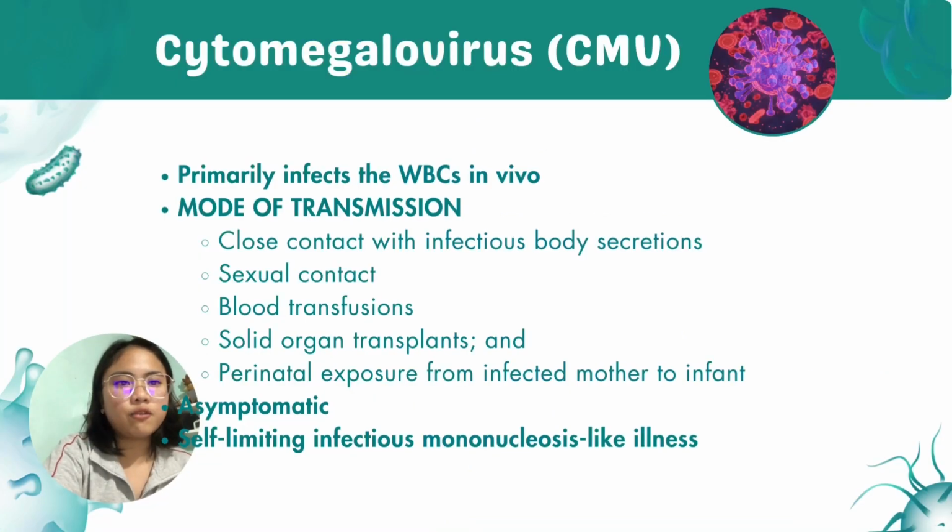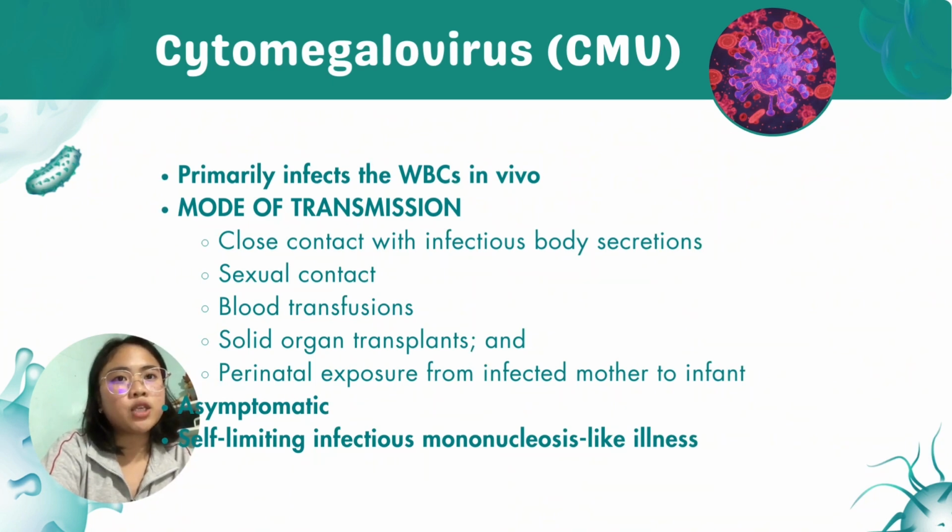Okay, lastly, for herpes virus infection, we have cytomegalovirus or CMV. So this virus primarily infects the WBCs in vivo, and it is transmitted via close contact with infectious body secretions, sexual contact, blood transfusions, solid organ transplant, and perinatal exposure from infected mother to infant, although less likely na mangyari if seropositive si mother.